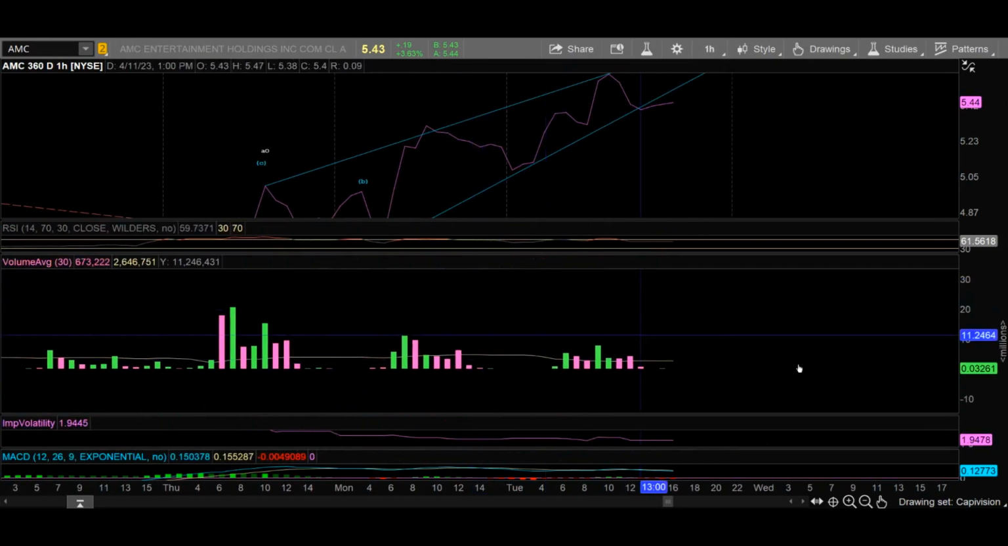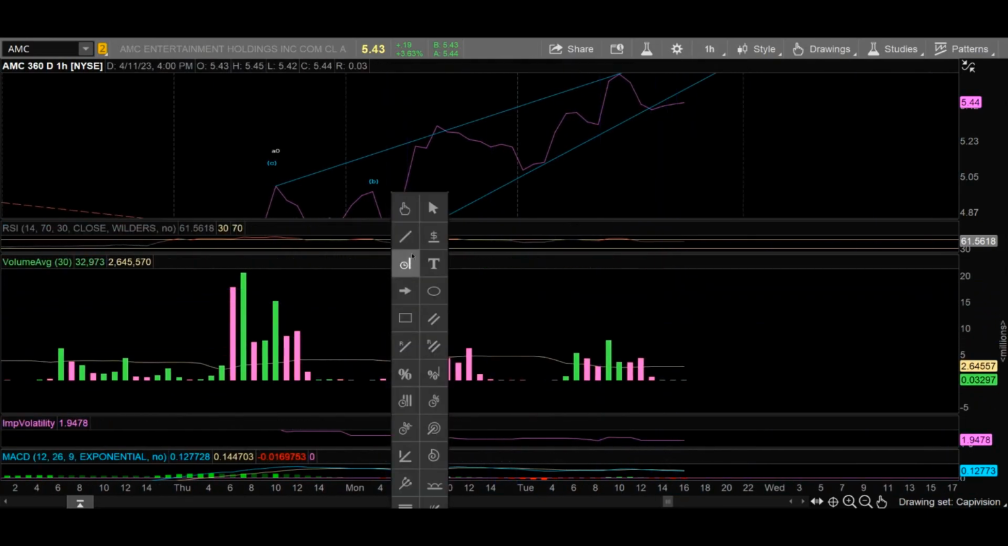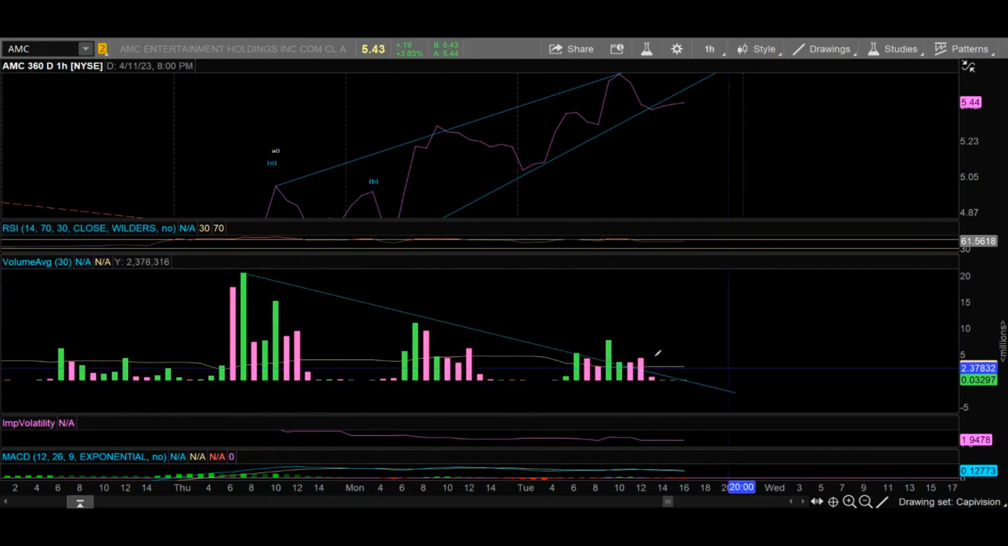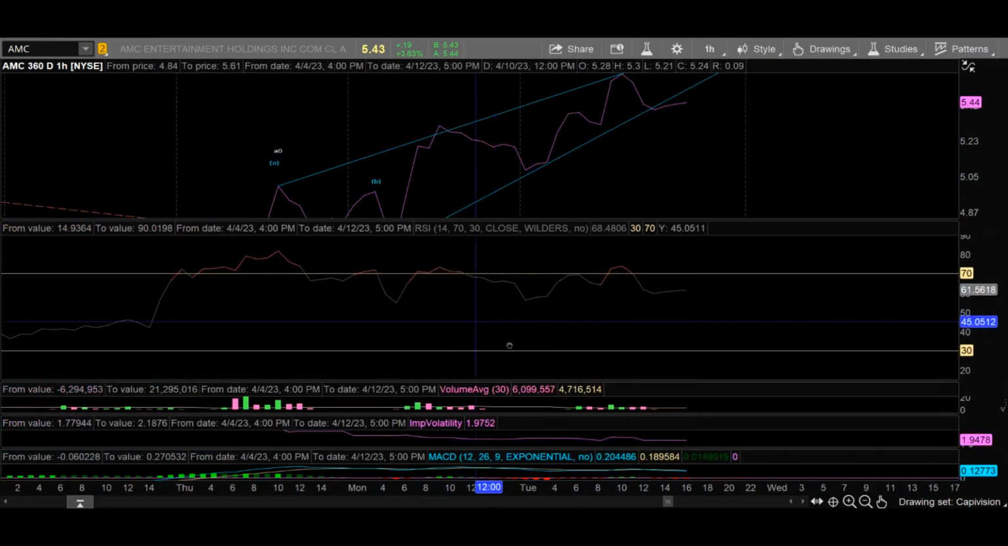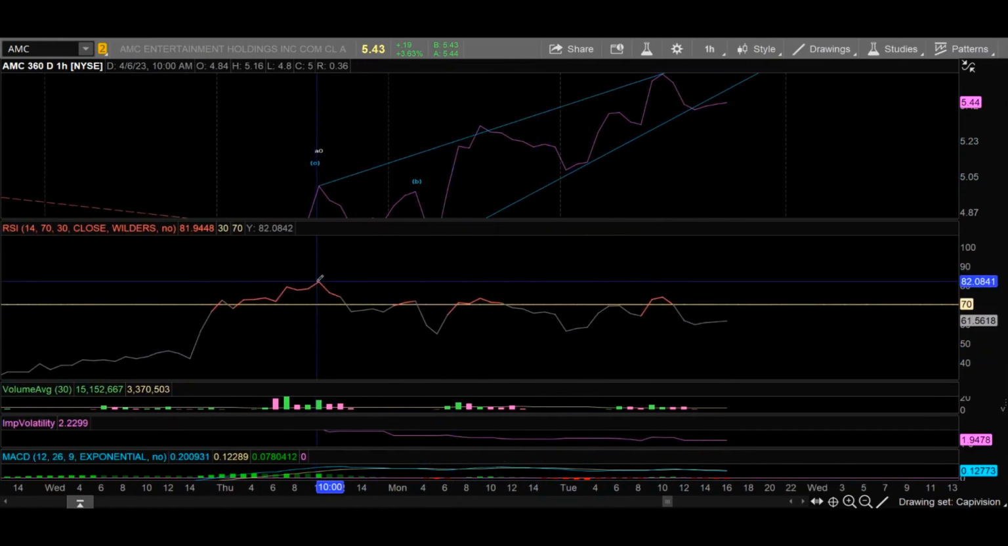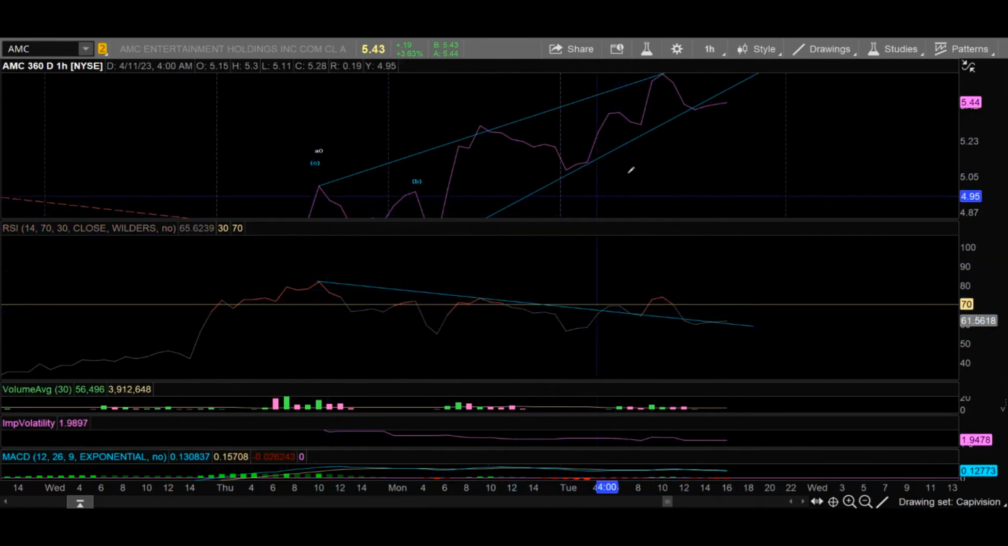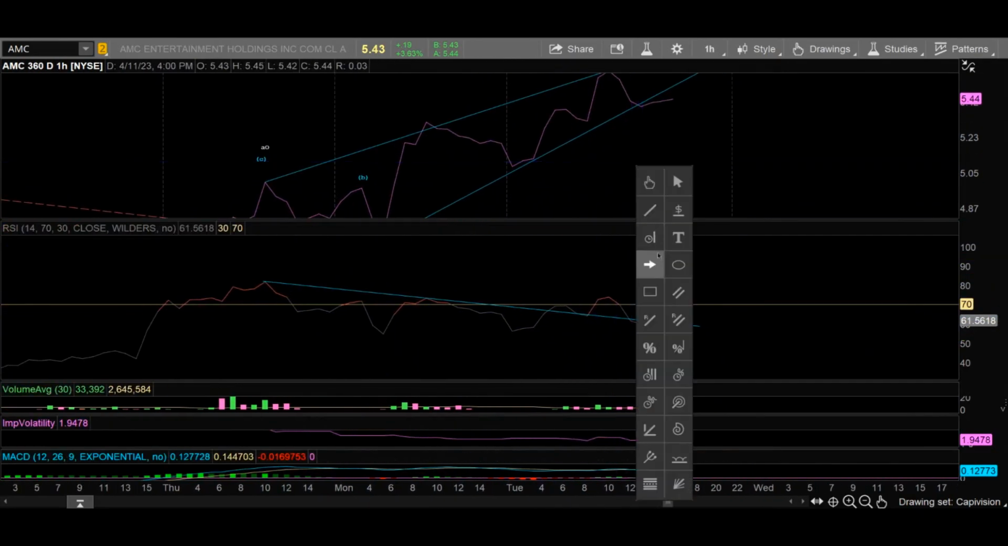Something else, too, we can read here is the volume, right? Everyone knows how to read volume. Look at that. Big downtrend in volume as the price of AMC pushes higher. And so we're probably going to be looking for some sort of bearish divergence in the RSI, where the peaks in the RSI are decreasing as price is increasing. And that's true most of the time here, right?